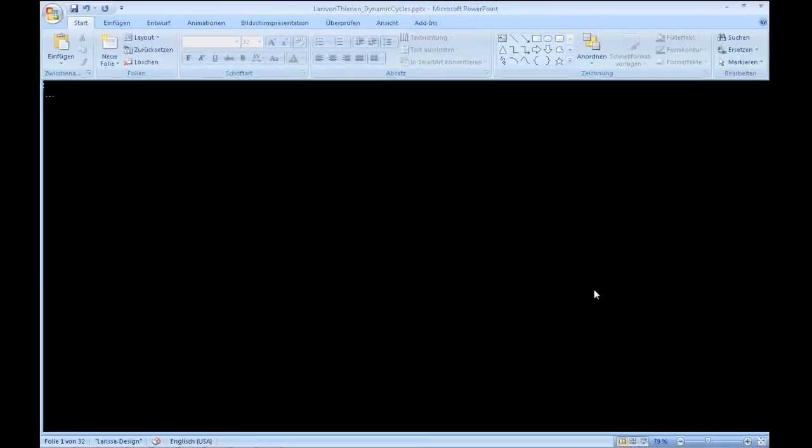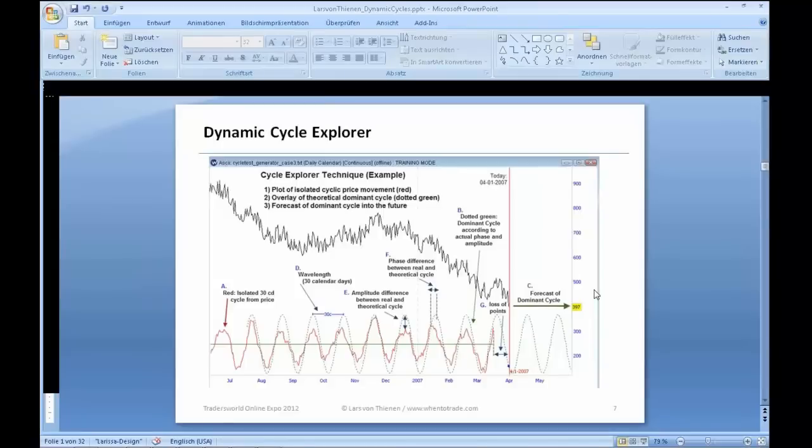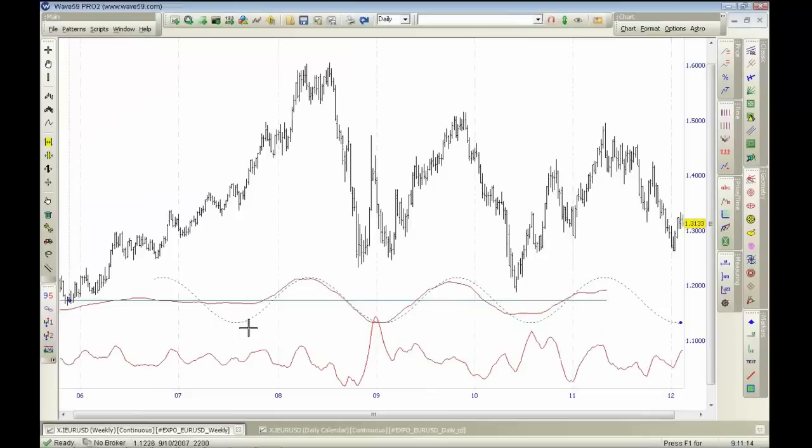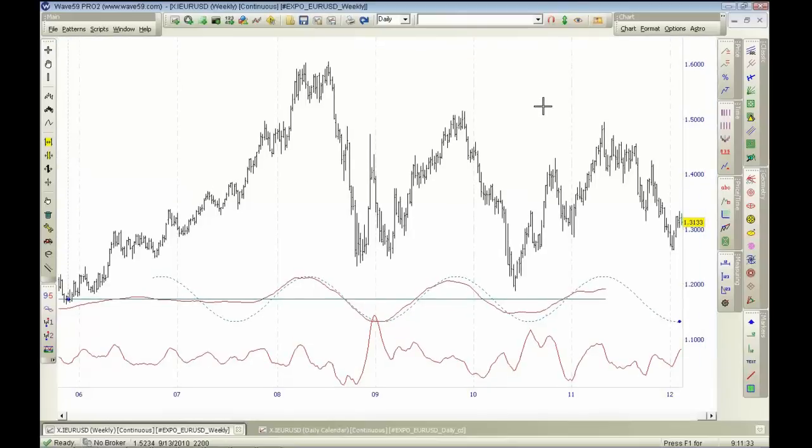Let's go to some live examples here. The first one I want to share is the one with the forex. So I will just open a chart. This is the Euro USD weekly chart. I want to show you also a long-term projection here.